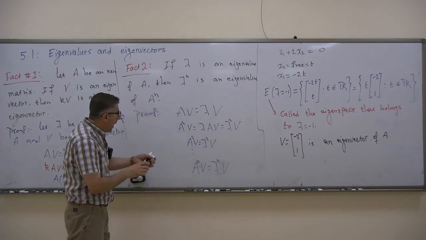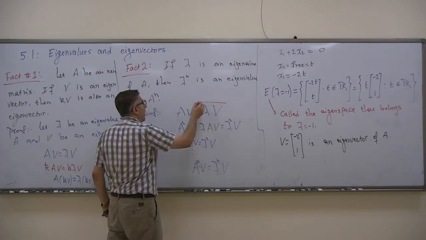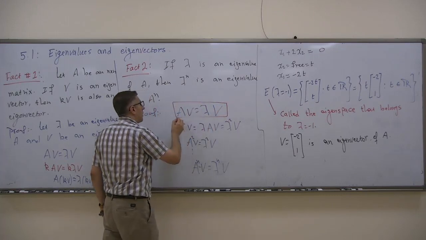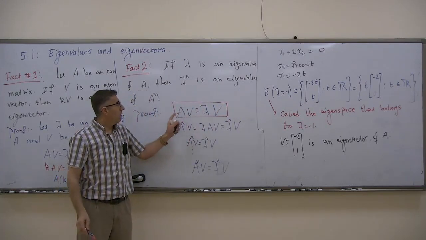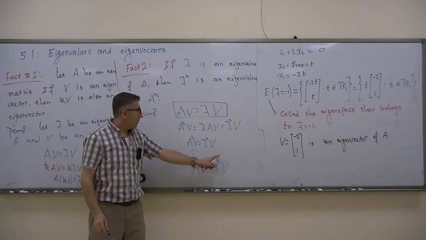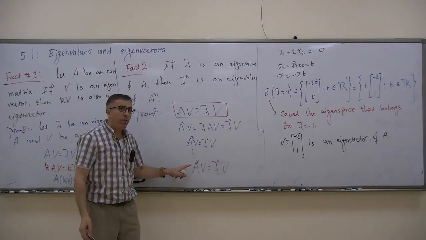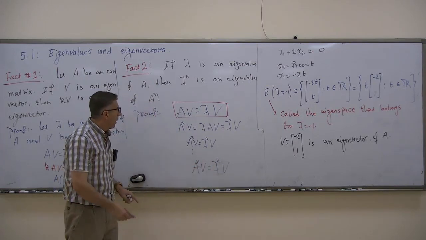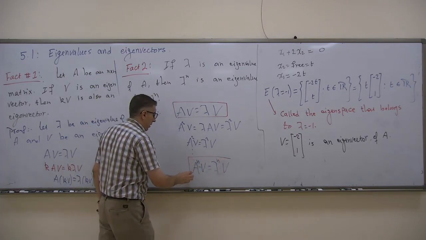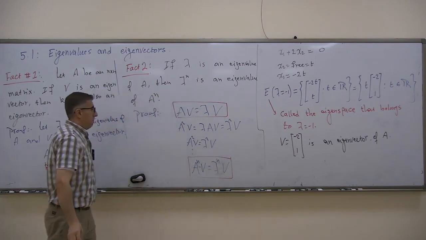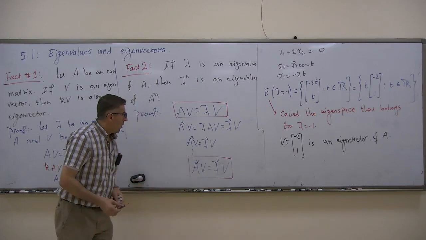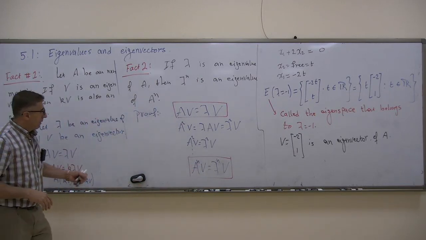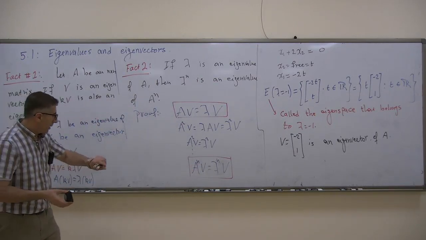So when you have an eigenvalue lambda of a matrix A, then lambda to the n is going to be an eigenvalue of A to the n. And that's very easy to observe in general. Okay? All right. So now we are ready for a second example.